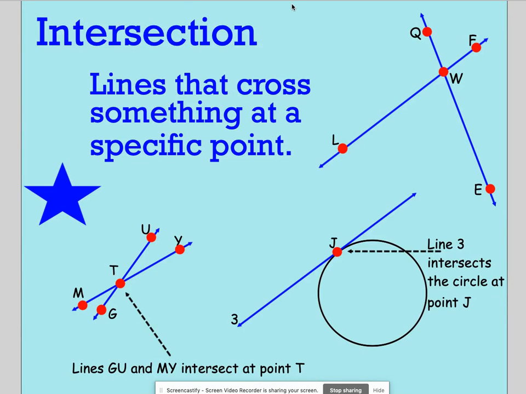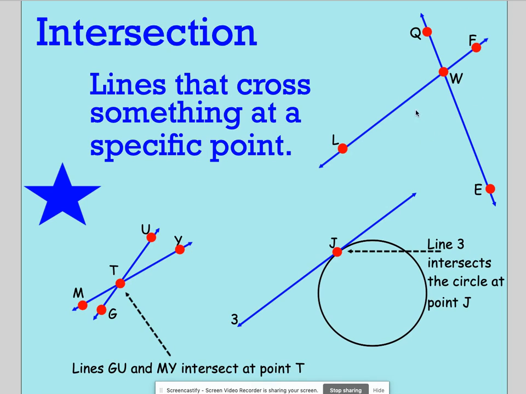The next relationship is an intersection. An intersection is a linear figure that crosses something at a specific point. So I have three different images in here. I have intersecting lines, and this is line GU, which intersects line MY. They have a point of intersection. That's exactly where they cross. That point of intersection is point T.